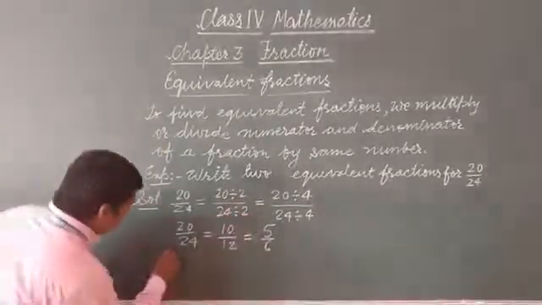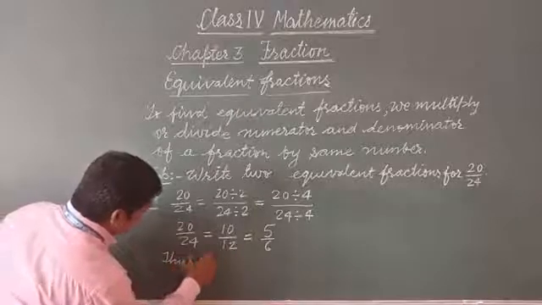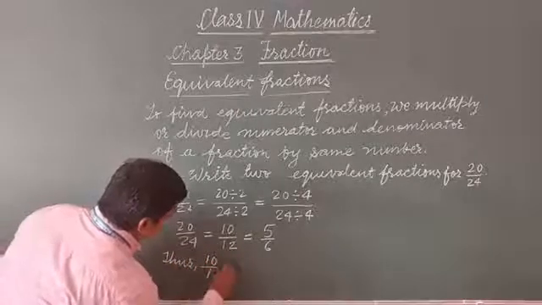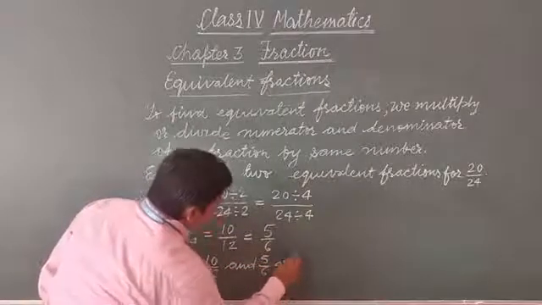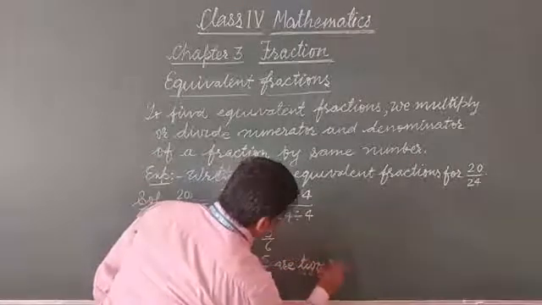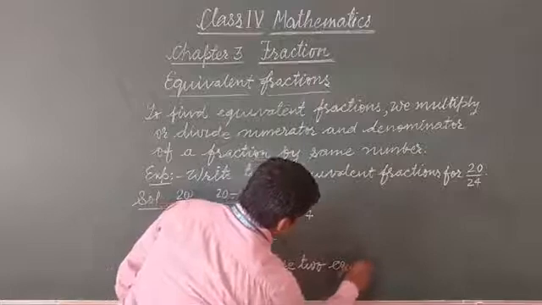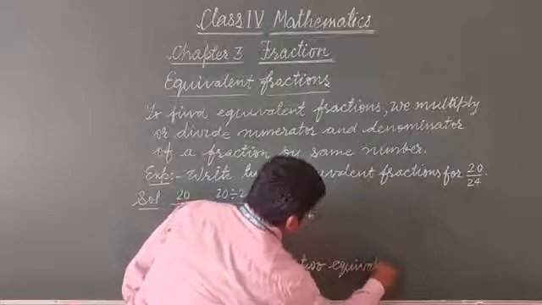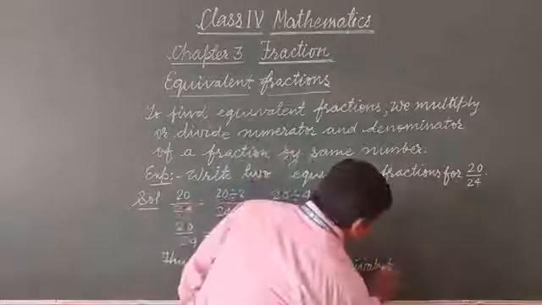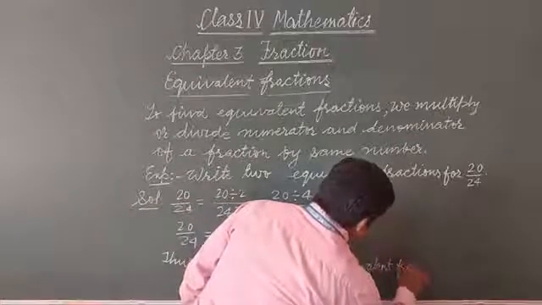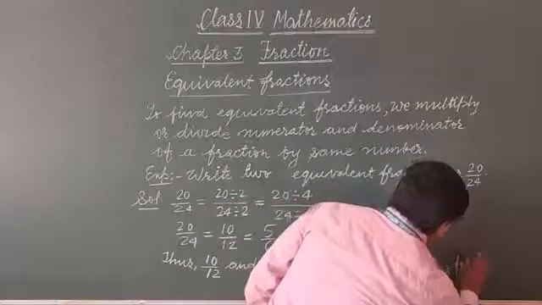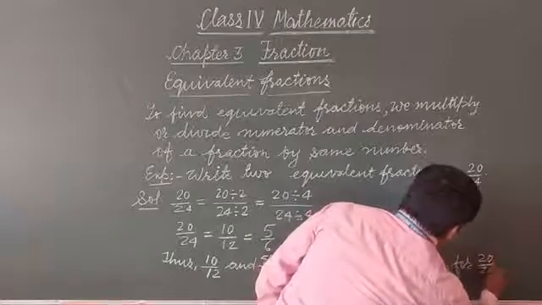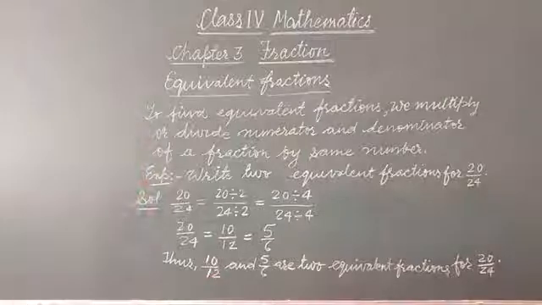So we can write here that 10 by 12 and 5 by 6 are 2 equivalent fractions for 20 by 24. So in this case, I took the example where we can divide by the same number to get the equivalent fraction.